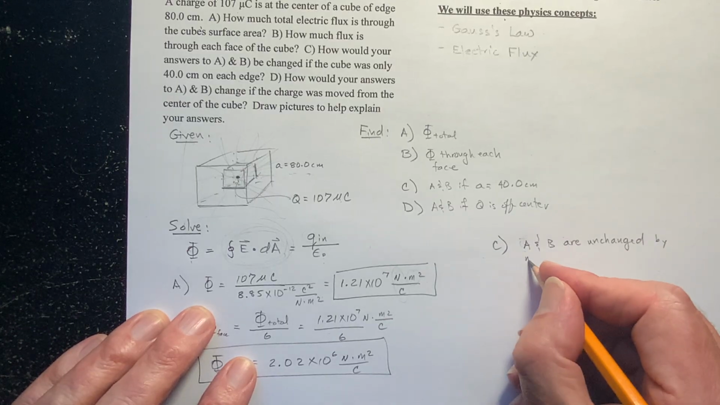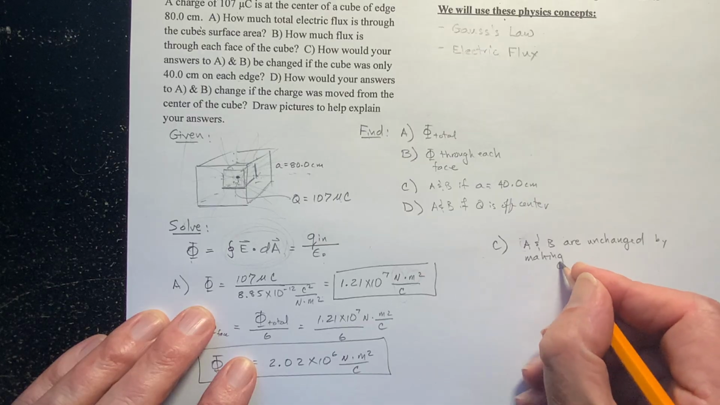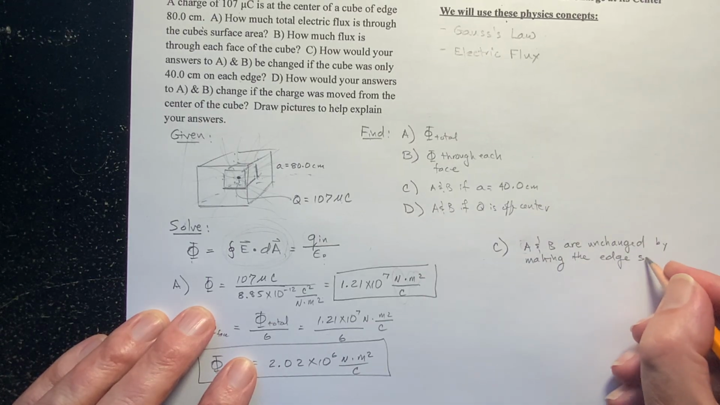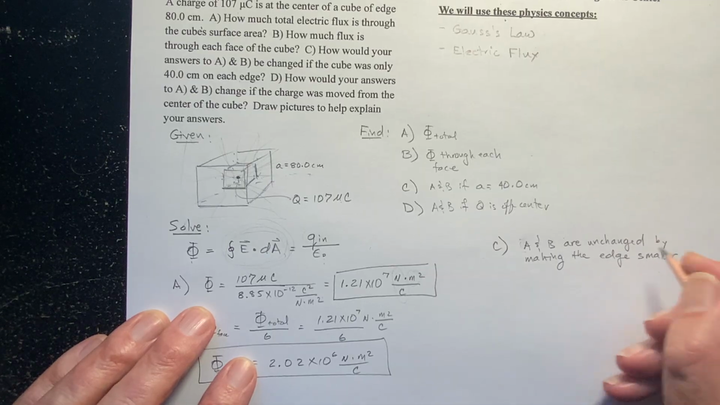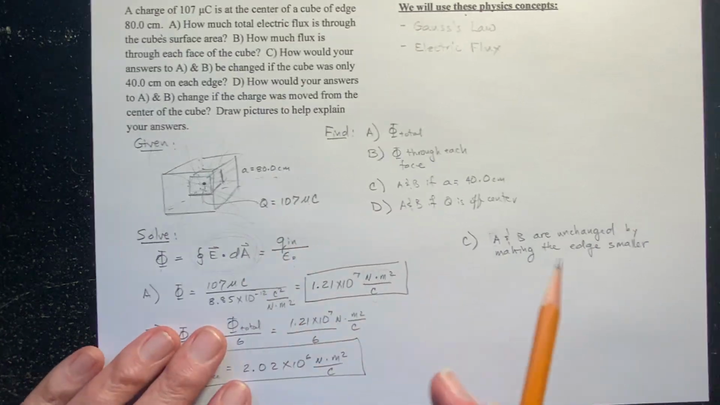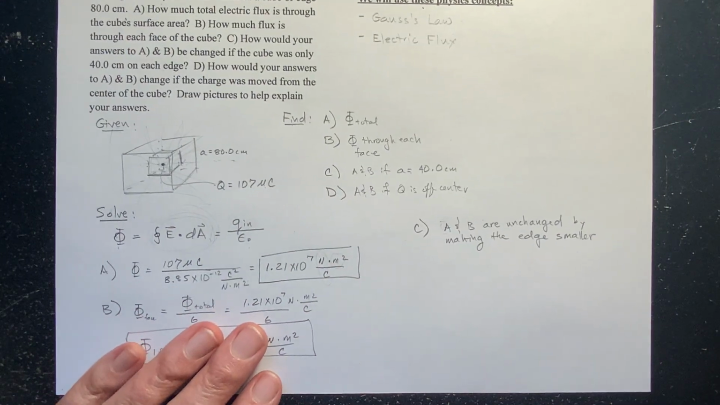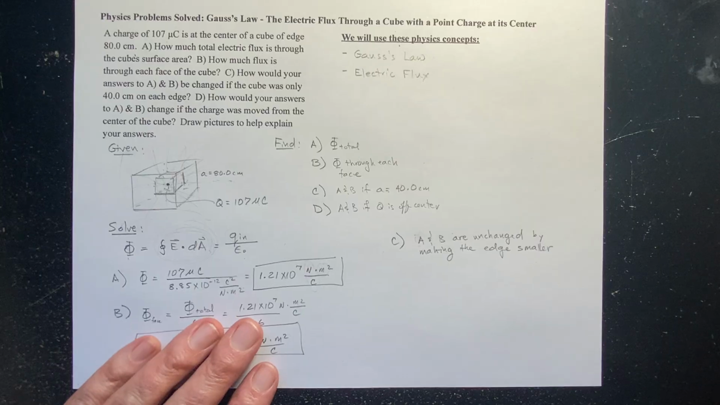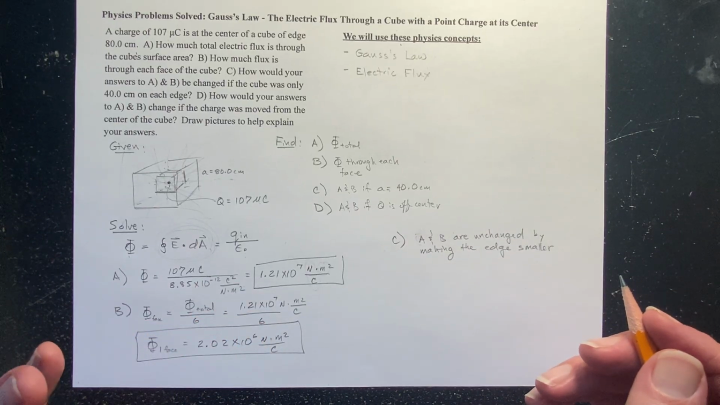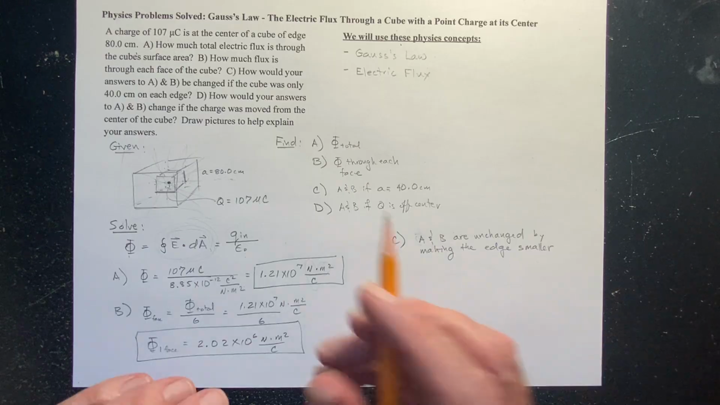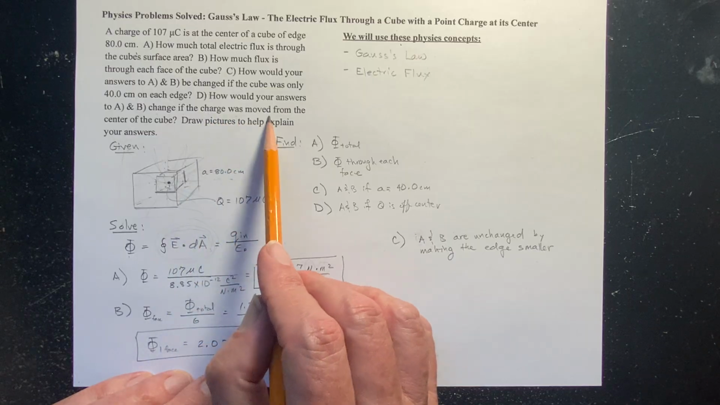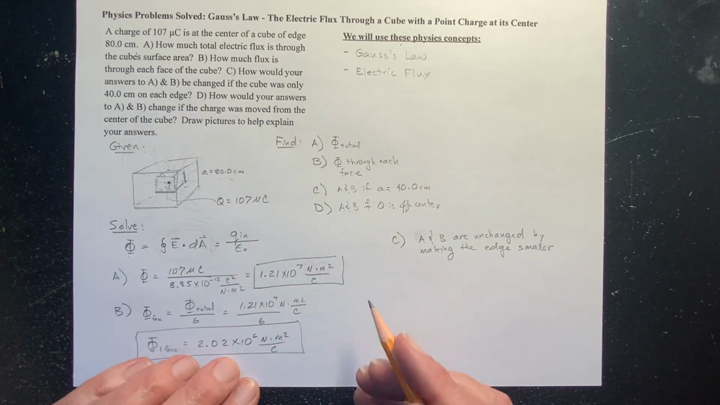by making the edge smaller or bigger. Here I cut it in half in the problem, but it doesn't really matter. Okay. So A and B are unchanged is the answer. Now, how would your answers to A and B change if the charge was moved from the center of the cube?